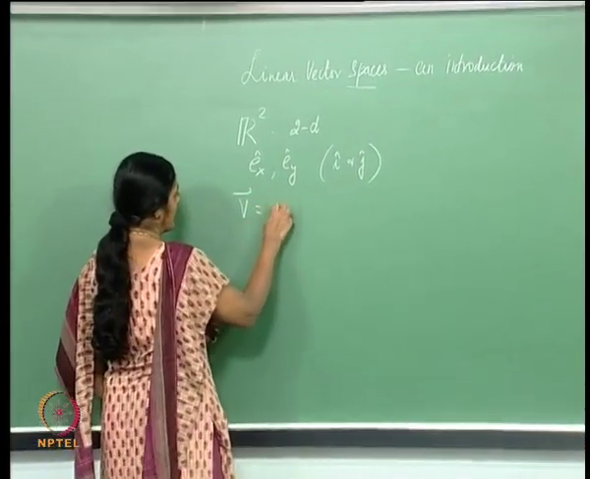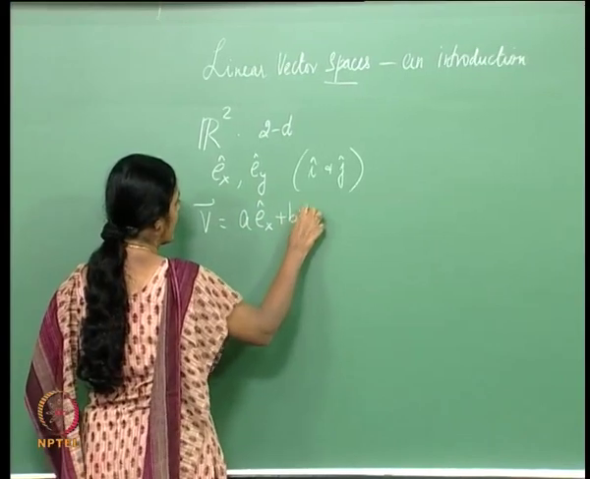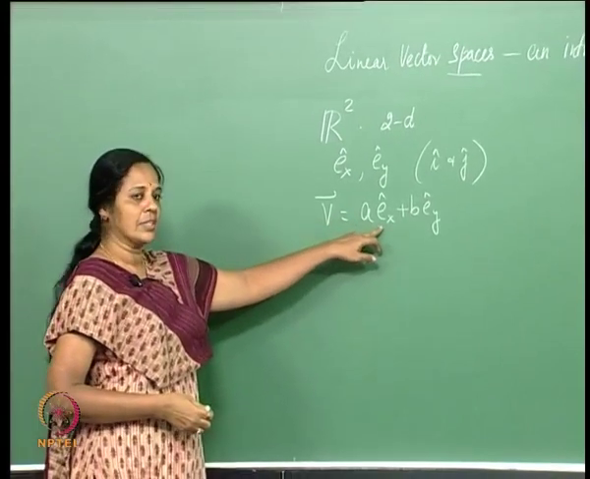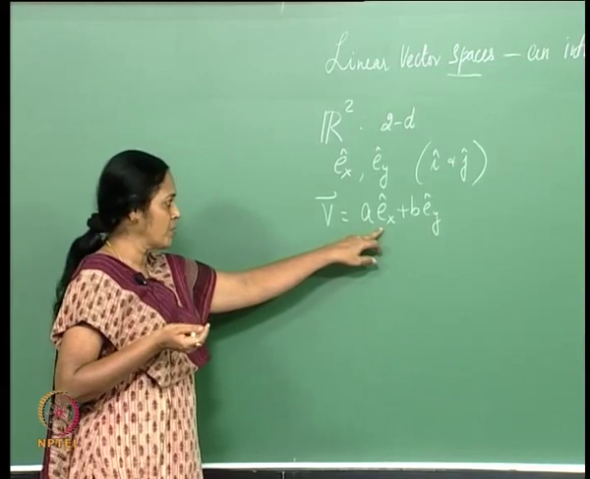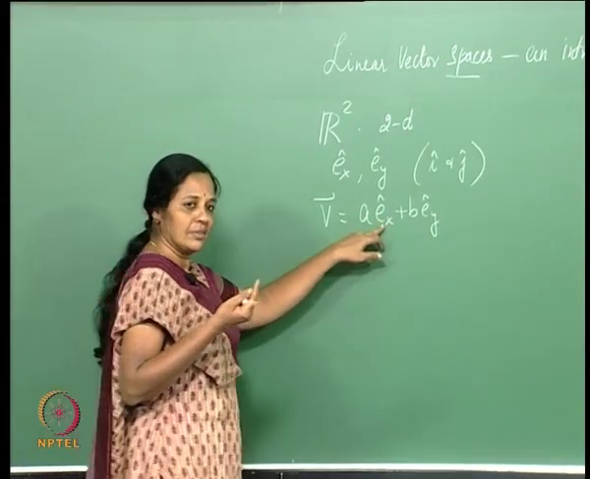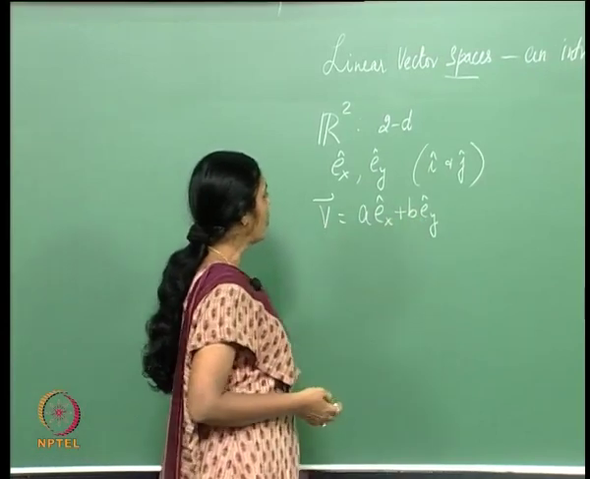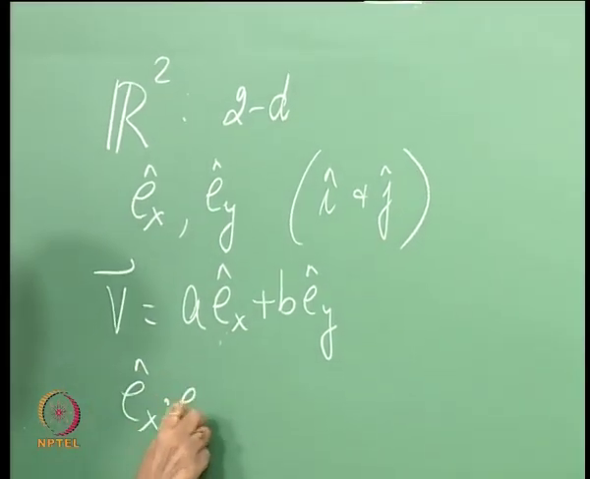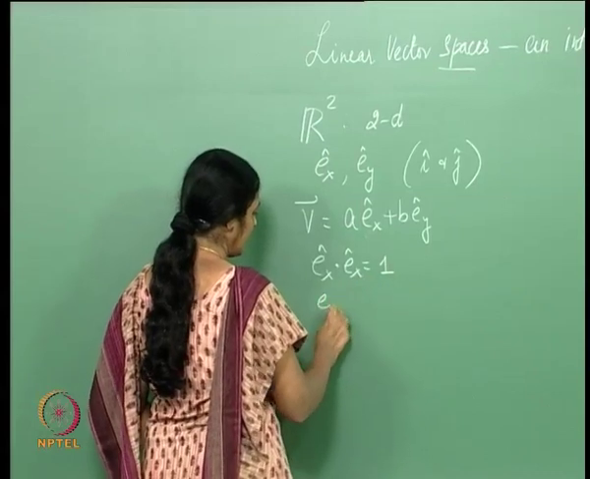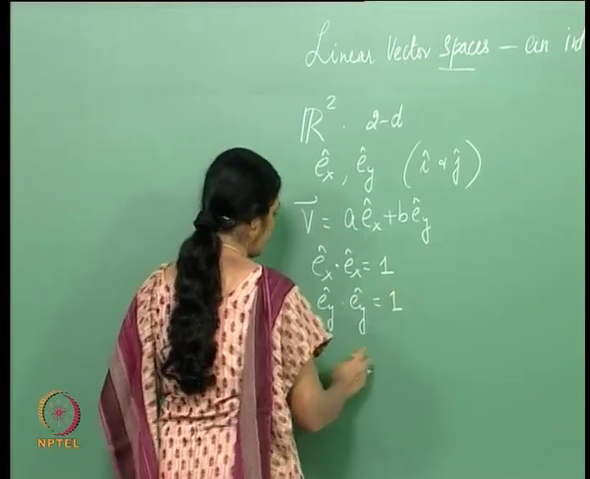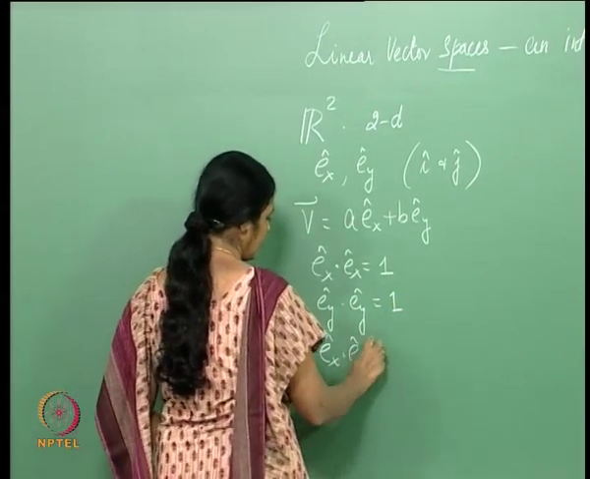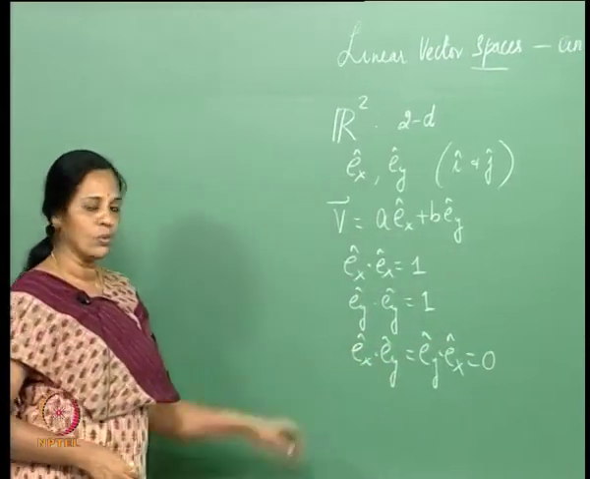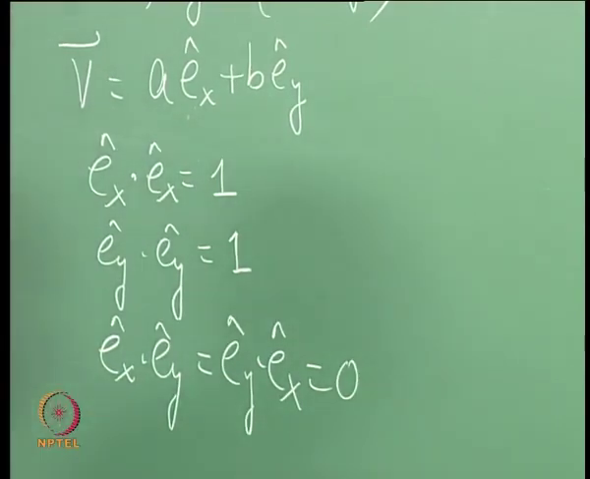And any vector V in this space is some A times Ex plus B times Ey. So A is the component of V along the x-axis basically, because Ex is the unit vector along the x-axis, and B is the component of V along the y-axis. Now, Ex and Ey themselves are orthonormal vectors. So I have the following, and Ex dot Ey equals Ey dot Ex is 0. And this is the dot product, the scalar product of two vectors.